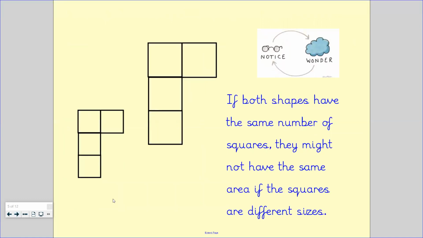However, if both shapes have the same number of squares, it doesn't mean that they have the same area. And that might be if the squares are different sizes. So you can look at this shape and you can automatically see that this shape is a lot smaller than this one. Okay, so even though you're counting the squares and they both have 4 squares, this one has a larger area because the squares are larger. Okay, so you have to always double check, if you're comparing the area of 2 shapes, to make sure that the shapes are the same size.